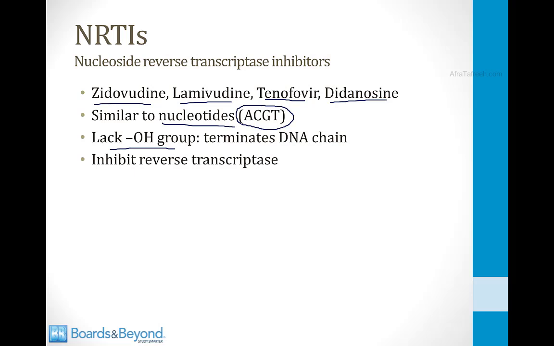This means that once one of these drugs is incorporated into a growing DNA chain, it terminates chain elongation. As a result, reverse transcriptase can't work anymore and it becomes inhibited. So these drugs are referred to as inhibitors of the reverse transcriptase enzyme, and that's true, but they have this very unique mechanism of terminating the growing DNA chain that you need to understand.